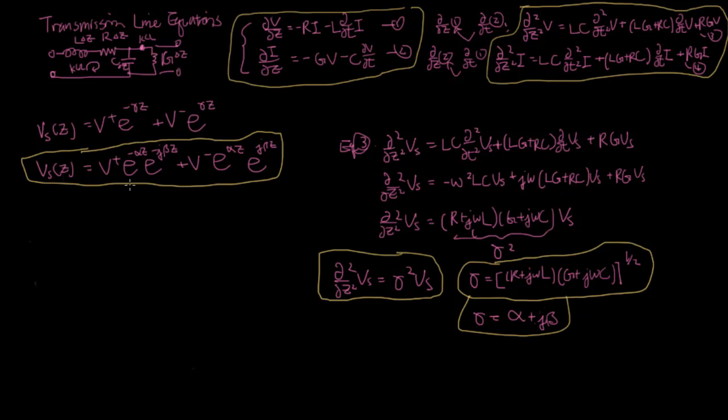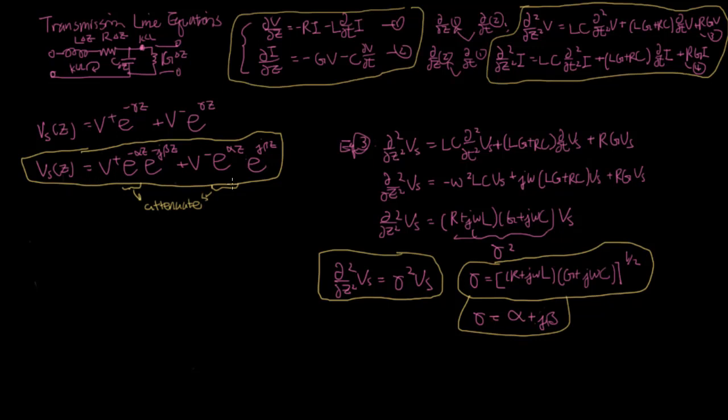And this term here is just going to be the attenuation factor, right? So you can see that the signal is going to attenuate in terms of its amplitude as the wave travels in either the positive z or the negative z direction.